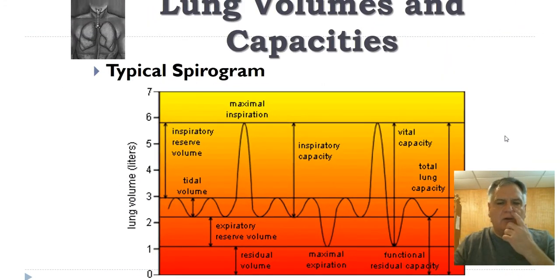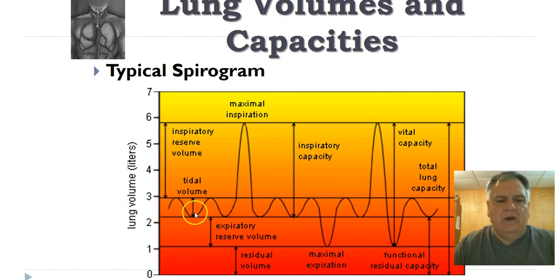Okay, so here's a spirogram that shows how the different lung volumes and capacities work. Here on the left-hand side, we have the y-axis of the spirogram, and this is lung volume in liters over the course of time. So here we have the tidal volume. So this would be me taking my normal breath, and that's going to be about 500 milliliters we can see between these two lines right here.